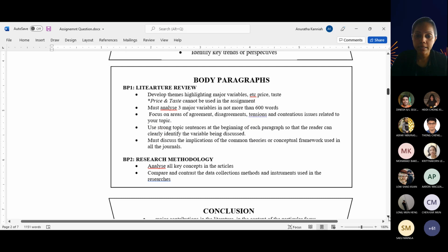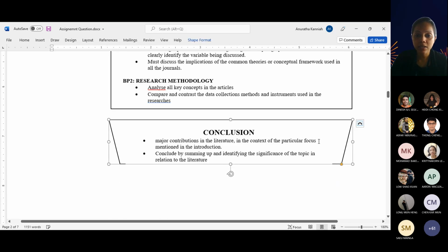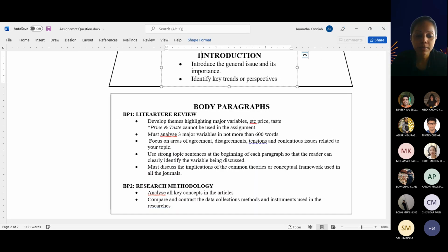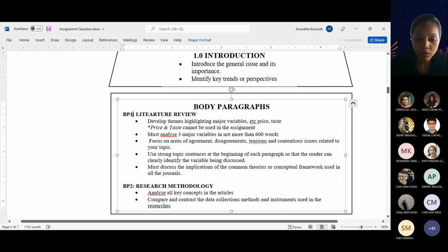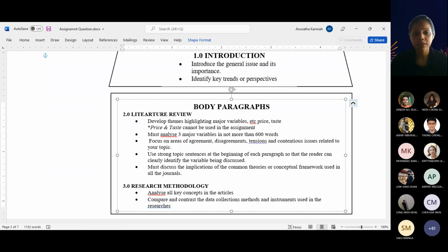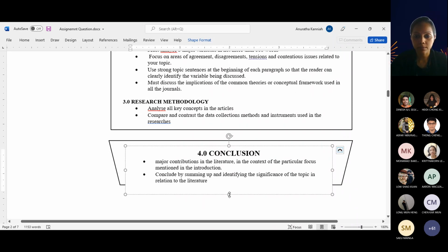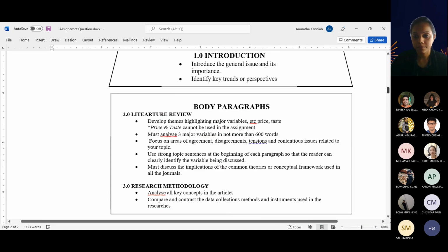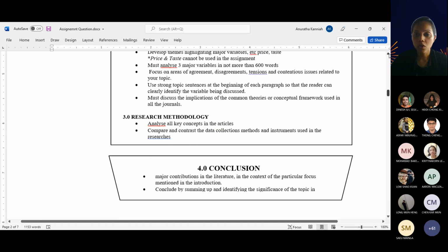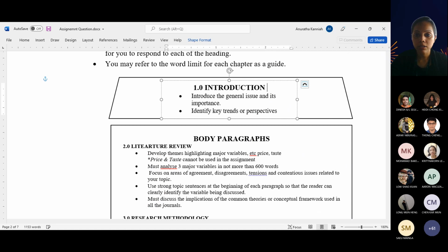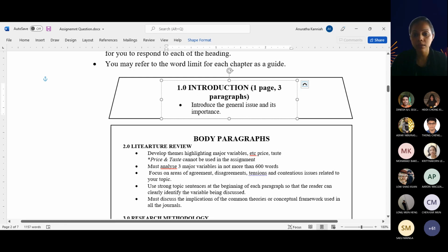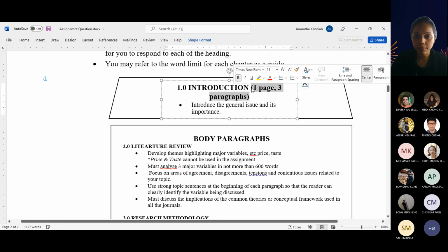These are the 3 components, and in your assignment you should have very clear headers. Put it as 1.0 introduction. Call it literature review, half a page, but on a different page. Then your 3.0 header, research methodology, and finally 4.0. If students always ask how many words, the introduction can be 1 page, 3 paragraphs. I showed you examples as well.